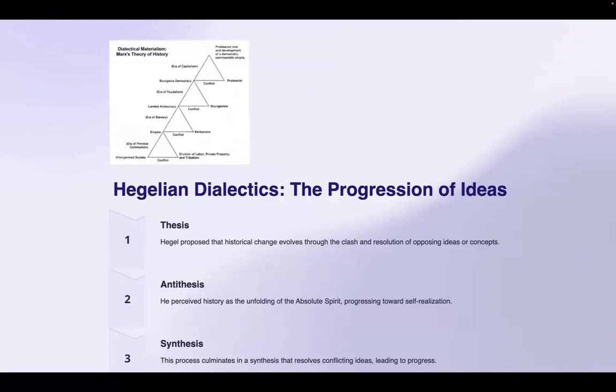So Hegel proposed that historical change evolves through the clash and revolution of opposing ideas or concepts. There will be an idea, that is called the thesis. There will be a countering idea, called the antithesis, and then both will engage and clash with each other, and a new idea will form, called the synthesis. And the cycle will go on. This is the dialectics of Hegel.